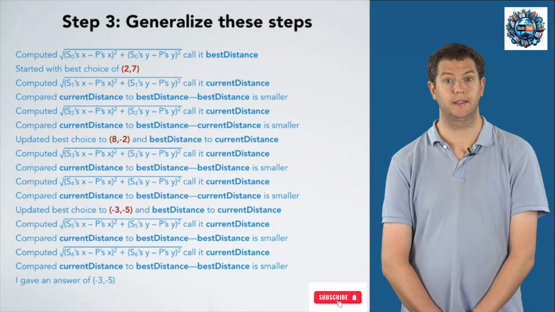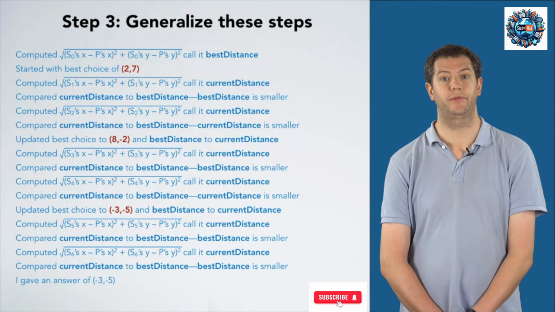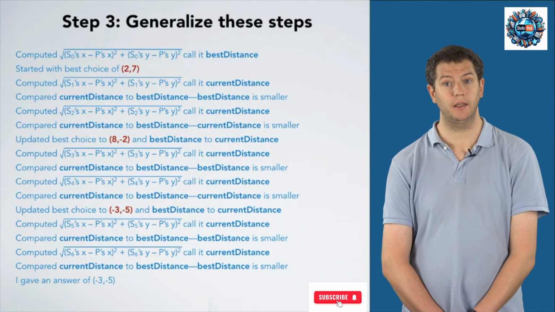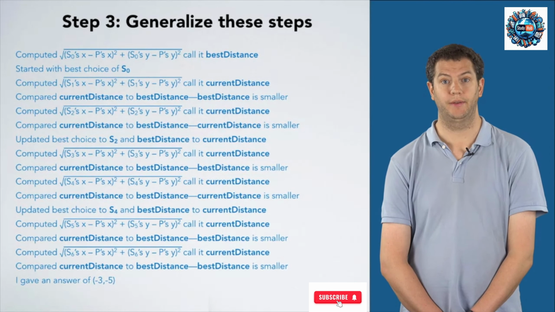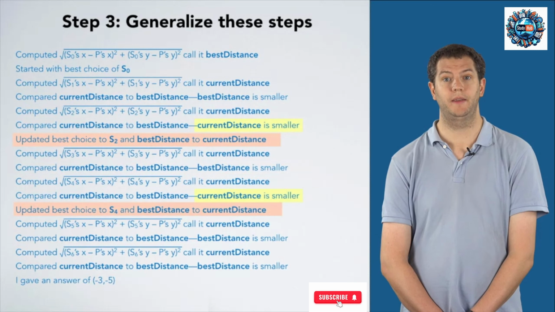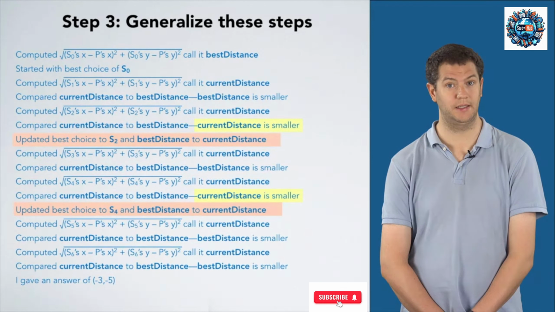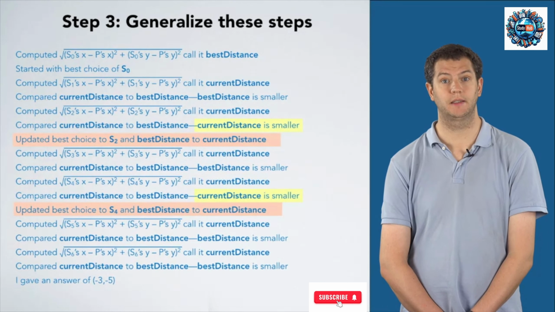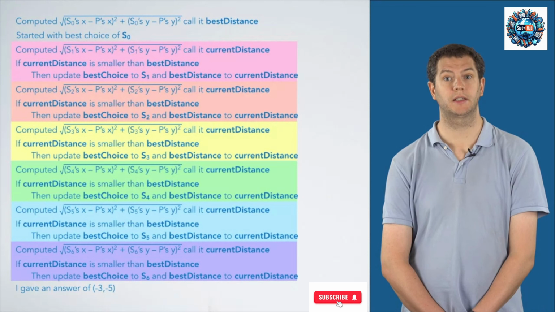To continue generalizing, let's look at the points for best choice: 2, 7, 8, -2, and -3, -5. Each of these is the particular point we're looking at, so we can replace those with S0, S2, and S4. Recall that we only updated the best choice when the current distance was smaller. We can make each of these steps the same by including instructions to compare current distance and best distance each time, but only update best distance if current distance is smaller. Now we do the same steps for each of the points. Each colored box is the same as the others except for what point we're looking at, S1, S2 through S6.